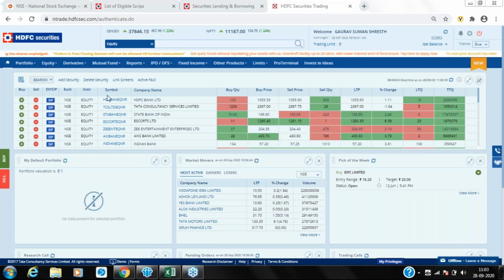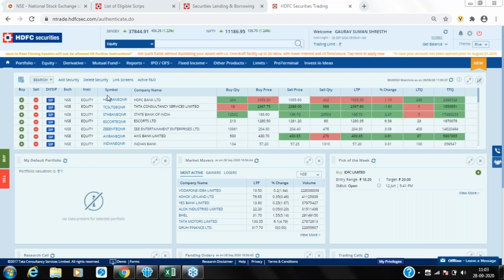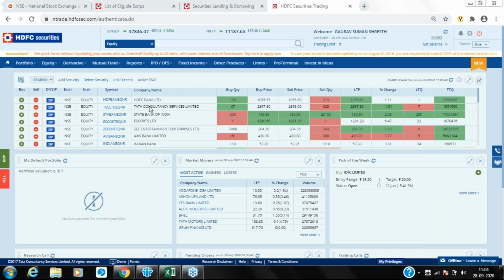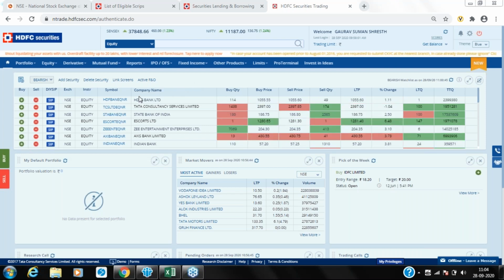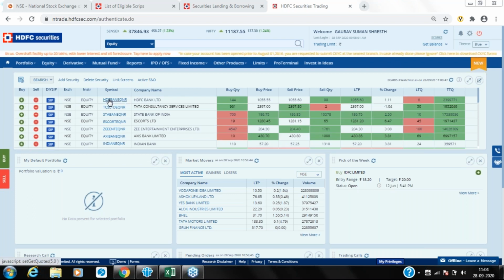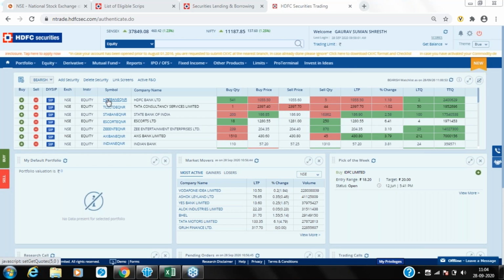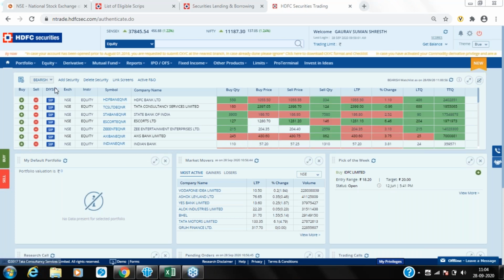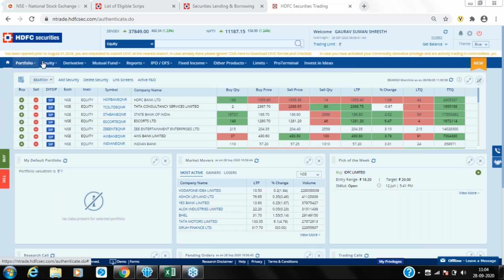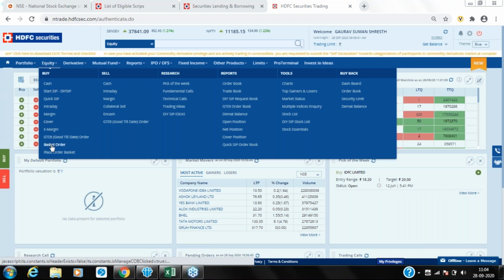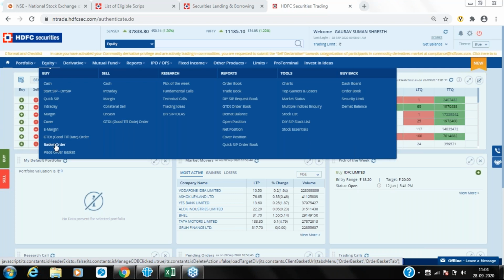Okay, so what you can see in front of your screen right now is the HDFC Securities website, ITS login. Once you log into our website, this is the page that you will get. This is the watch list. In order to go to the basket order facility, we will start with the basket order. We will have to go to the equity section. At the top, you can see just next to the portfolio, the equity section. Once you take your mouse to the equity, at the bottom you can see the basket order facility, the second last option. You just have to click on that.